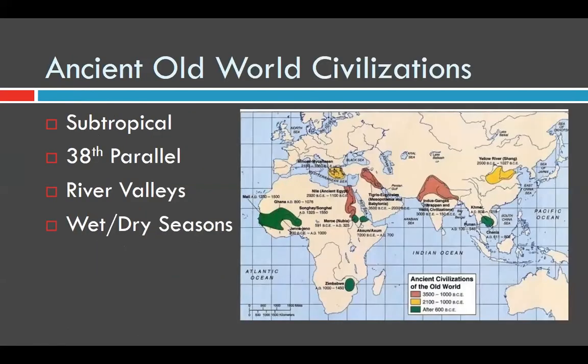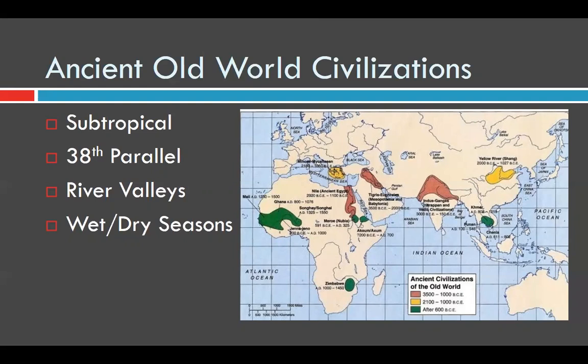So here's just a very common map, ancient old world civilizations highlighted here. And one of the things to note is how they crop up along the 38th parallel, the 38th line of latitude here. You can see that north from the equator, the Indus is so similarly positioned to that area of the Yellow River, the Shang Dynasty that appears in China. And of course, right in line with that would be Mesopotamia there in the center of this map between the Tigris and Euphrates River, the Nile Valley, and of course, then the Mediterranean cultures.